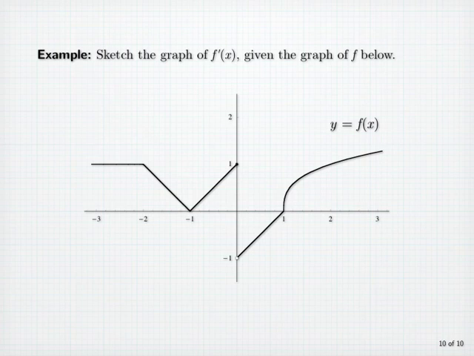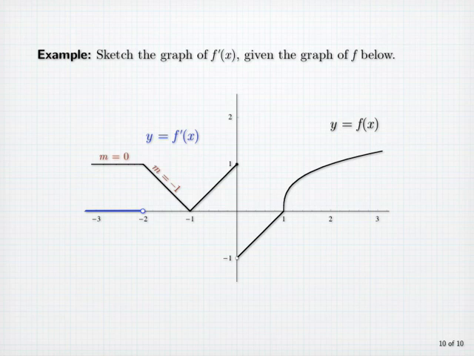Example. Let's sketch the graph of f prime of x given the graph of f below. Now we'll work from left to right here. Notice that the graph has a horizontal piece which extends up to x equals minus 2. So the graph of the derivative for x less than minus 2 will simply be that of the constant function 0. Also, since there's a corner point on the graph of f at x equals minus 2, the derivative at minus 2 cannot exist.